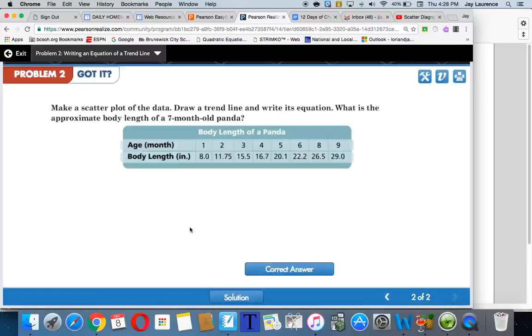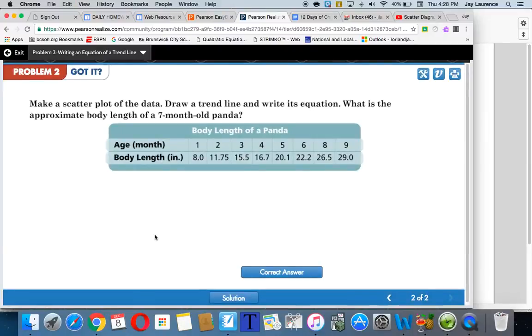All right. So this one says, make a scatter plot of the data, draw a trend line, write its equation. What is the approximate length of a 7-month-old panda? Okay, you go ahead and do that. When you're ready, unpause the video.